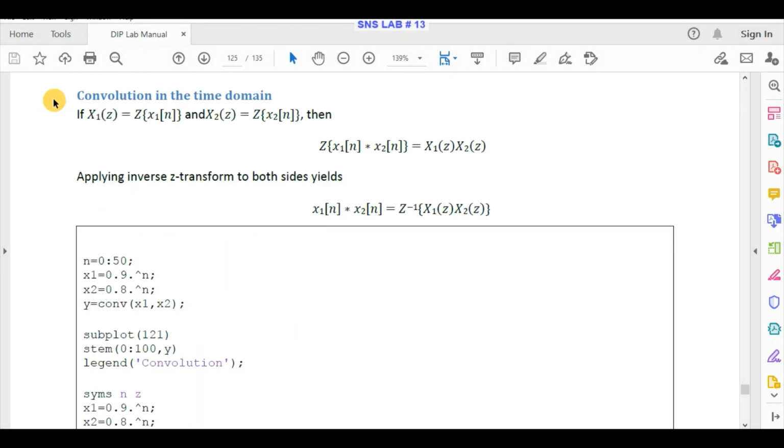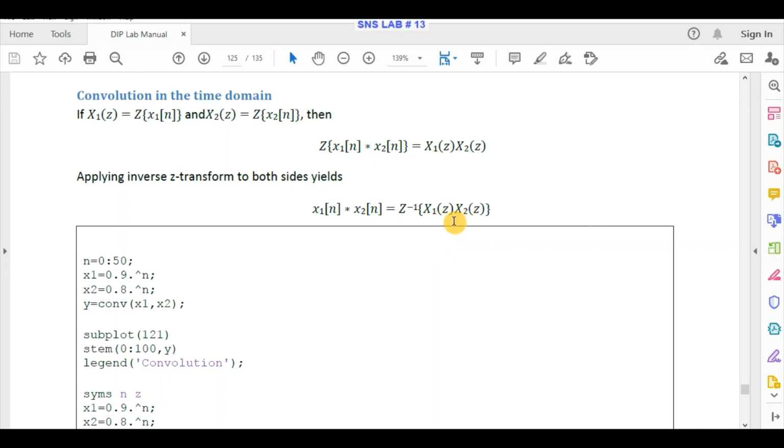Now we will discuss the convolution in the time domain. This property states that if we convolve two signals x1 and x2 in time domain, and after taking its z transform, the resultant will be equal to the multiplication of both signals' z transforms. Or we can state it like this: if we convolve two signals in time domain, it will be equal to the inverse z transform of the multiplication of both signals' z transforms.